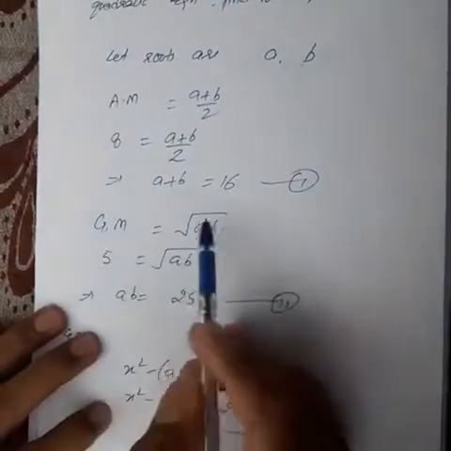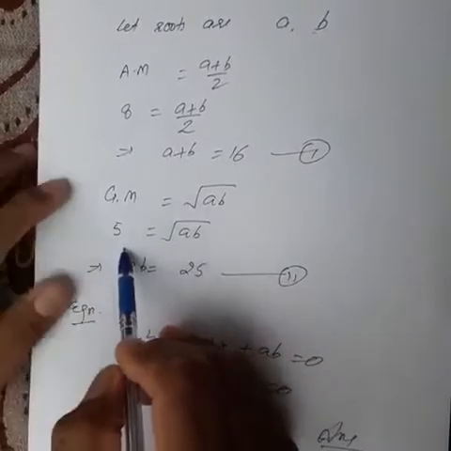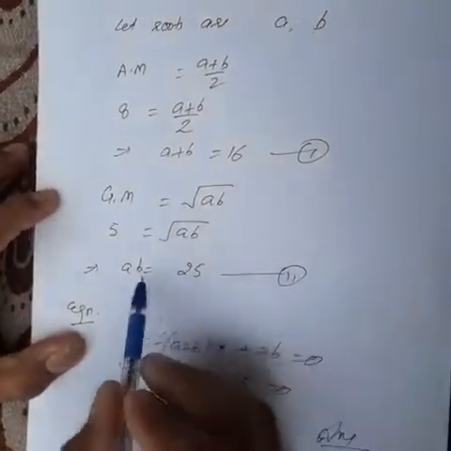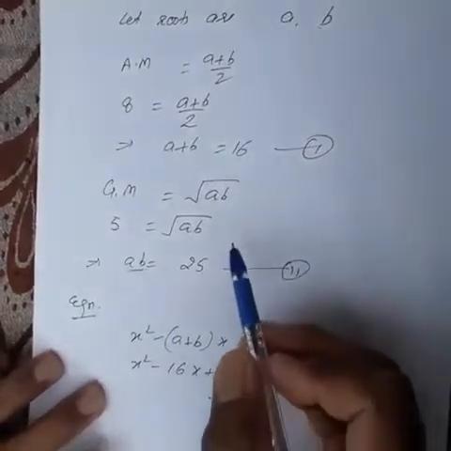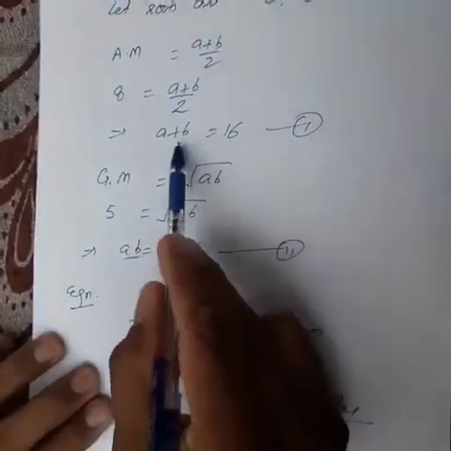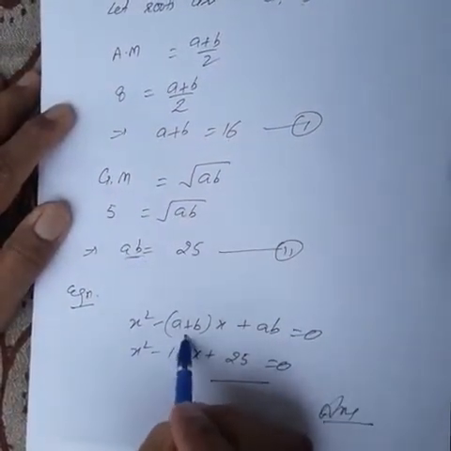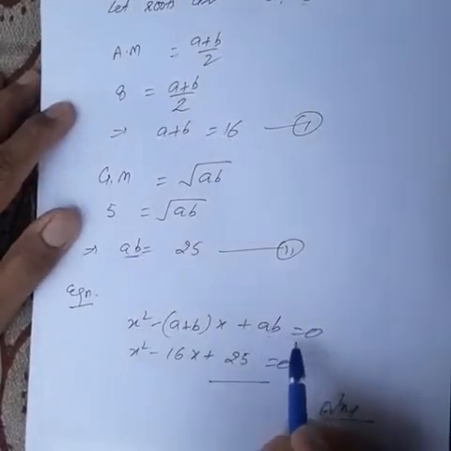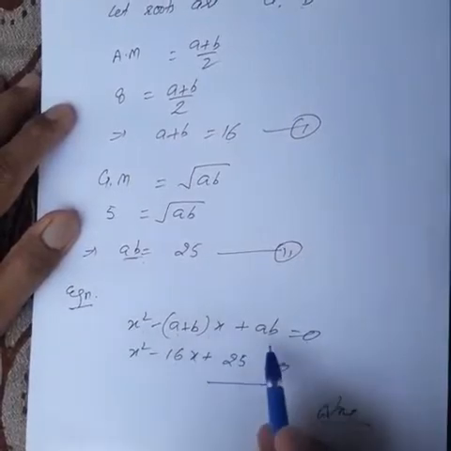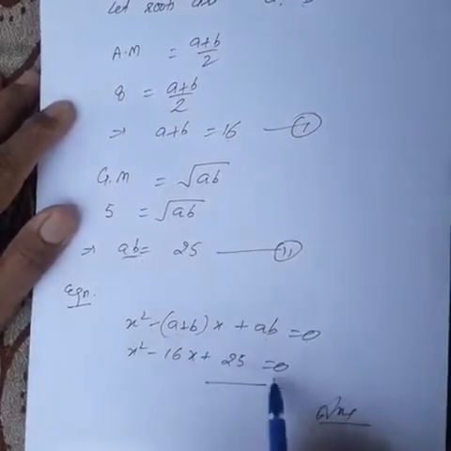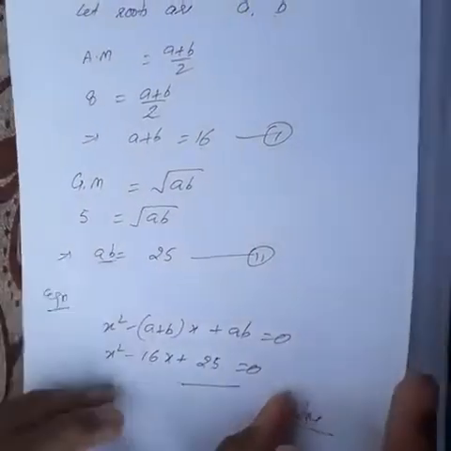Now the geometric mean can be calculated as √(ab). So the geometric mean is 5, so √(ab) is 5. Squaring both sides, ab is equal to 25. This is the product of roots. Now the equation, when the sum of roots and product of roots are given, can be written as x² − (sum of roots)x + product of roots = 0. You put the values a + b = 16, ab = 25. So the required equation will be x² − 16x + 25 = 0. I hope it is clear.